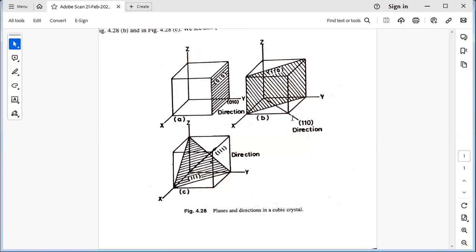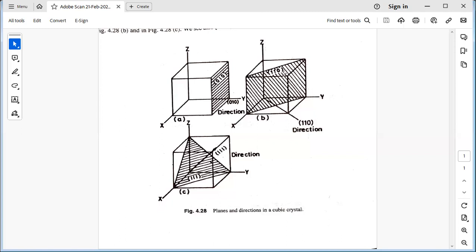Suppose you are moving in this way, and your direction is passing through this corner. That means you are in the xy plane. So this direction is referred to as the 1, 1, 0 direction. The 0 indicates that the z coordinate is 0 or absent. So this is the 1, 1, 0 direction.